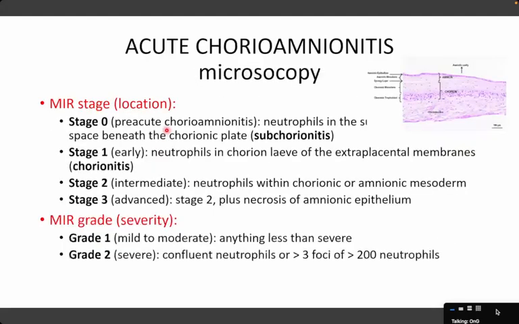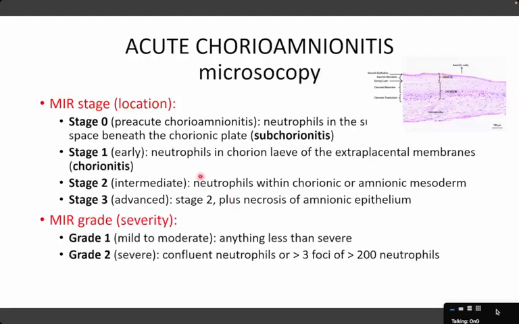So looking at the staging, stage 0 is a subchorionitis. So if you remember the diagram, a subchorionitis will be beneath the chorionic plate. That would be where you'd find the neutrophils. That would be a stage 0 maternal inflammatory response. Stage 1, which is early, is neutrophils here in the chorionic leaf of the extraplacental membranes. Stage 2 is neutrophils here within the amniotic or chorionic mesoderm. And stage 3 would then be association with necrosis of the amniotic epithelium. So that would be how it's staged. You should see it on your reports.